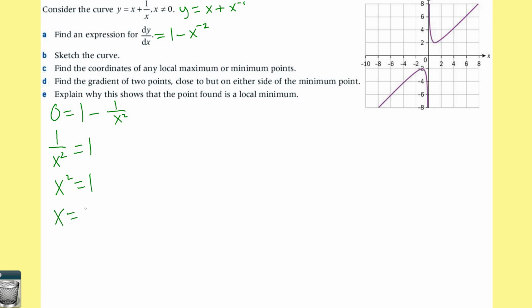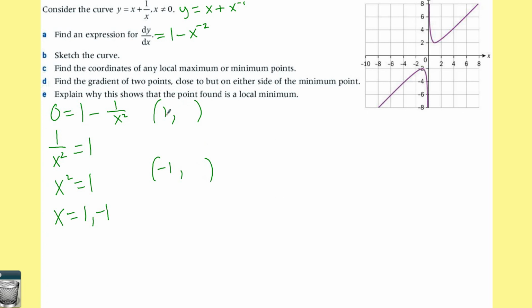So x can either be positive 1 or negative 1, right? We put that square root there, 2 answers. So we want to find the maximum and minimum. So let's find one point and then find the other point.